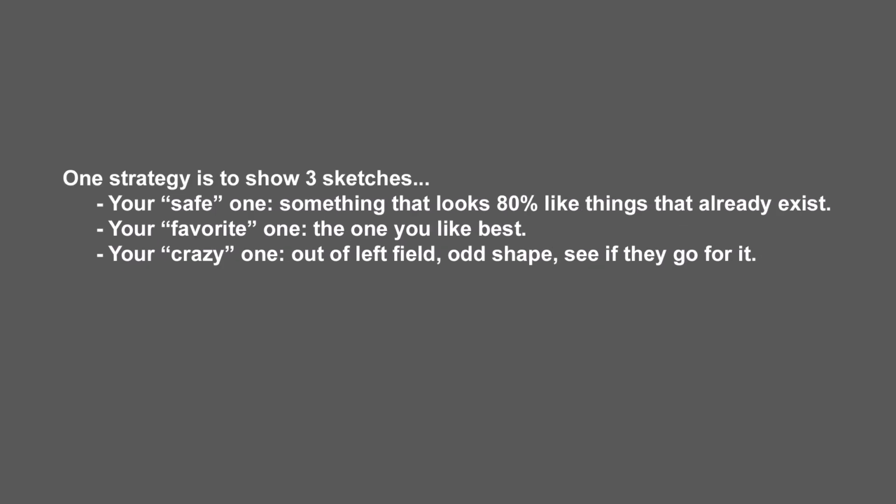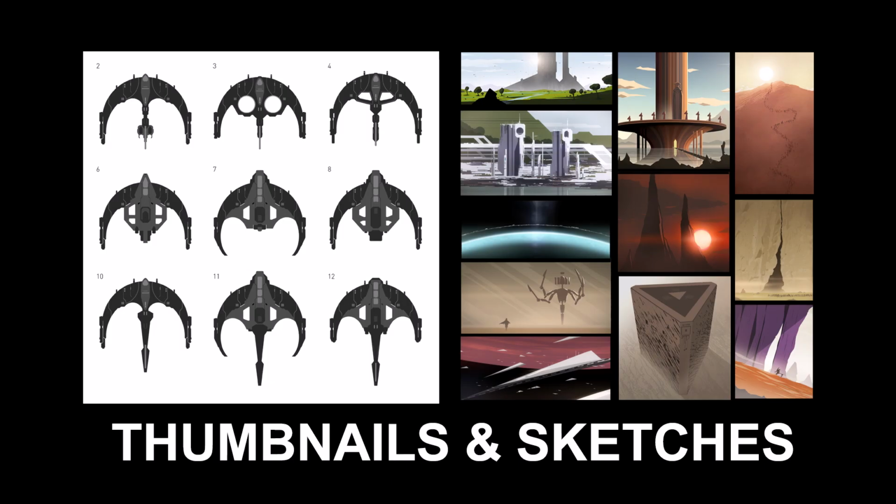So one technique I've used before, which I think I originally learned from Feng Zhu, is to show at least 3 sketches. And first off, show the safe one, which is something that looks 80% like things that already exist. Number 2 is show your favorite, so whichever one you like the best. And number 3 is the crazy one, the one that's kind of out of left field, really odd shape, just to see if they go for it. And of course, if they don't like any of those 3, make sure you still have all those other thumbnails and sketches you made around so you can pull those out quickly if you need to show them another set.